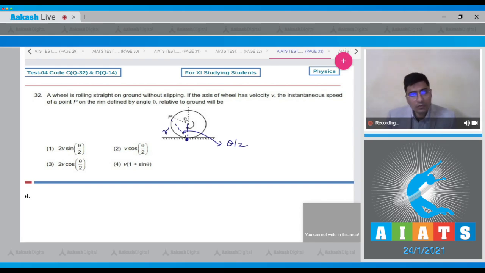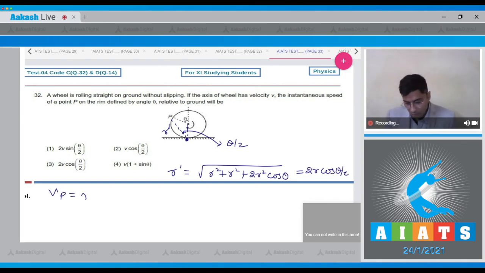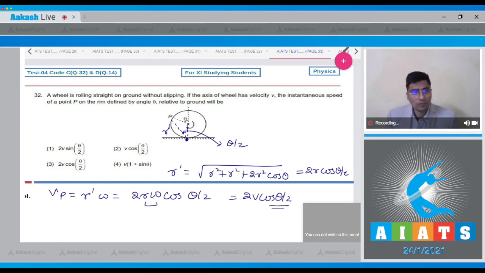We have to find out first this value r dash. Now r dash from the cosine formula will be equal to r square plus r square plus 2r square cos theta. This will be 2r into cos theta by 2. Now Vp will be equal to r dash into omega, that is 2r omega cos theta by 2. Now r omega can be written to be equal to V. So this will be 2V cos theta by 2. And hence for this question, dear student, the correct answer turns out to be option 3.